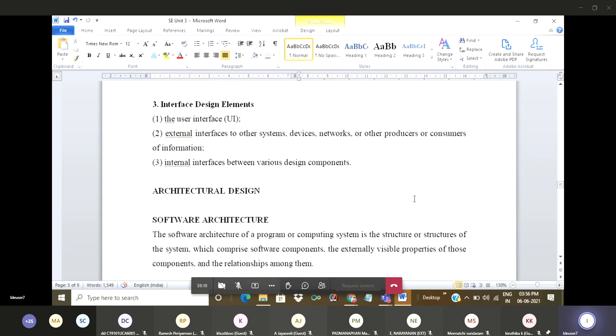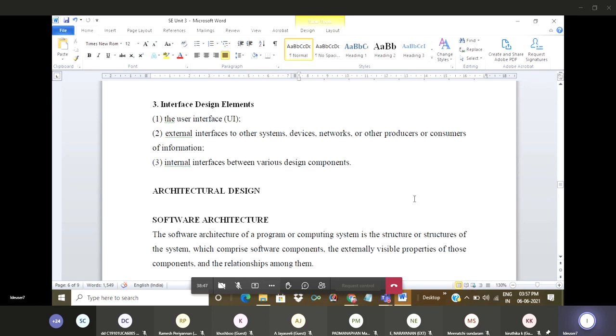So the third subtopic is interface design elements. These are the elements which come under interface design. The first one is user interface. Second is external interfaces to other systems, devices, networks, or other producers or consumers of information. Third is internal interfaces between various design components.